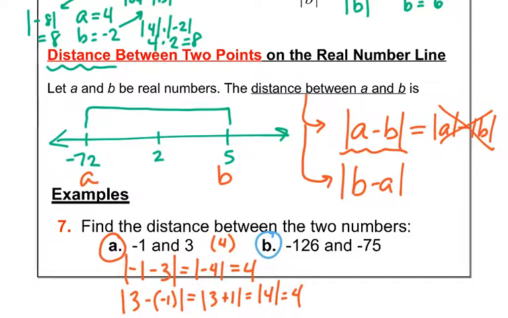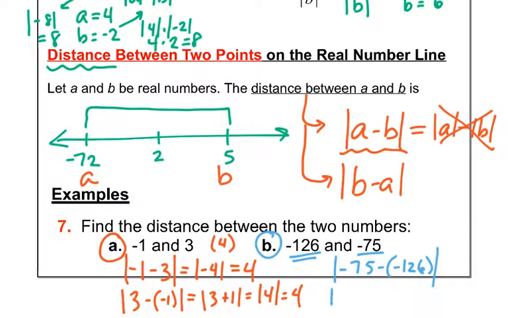All right, ready? Here we go. Now, just for fun, I'm going to go the other way around. I'll do this number first and this number second. The distance, how about negative 75 minus negative 126. I put the parentheses there so I can just see the double negatives. And I'm going to take the absolute value.